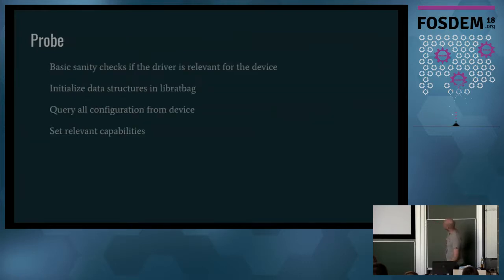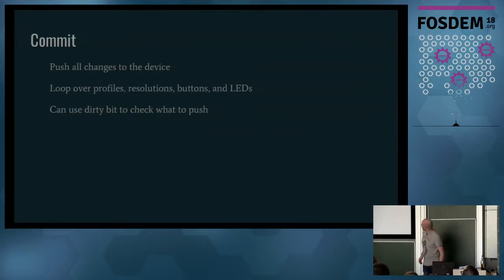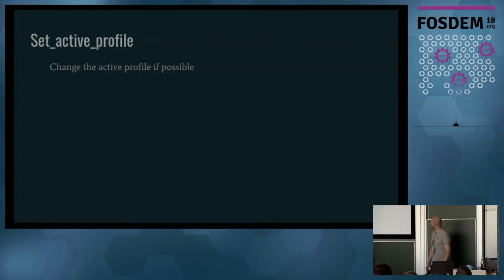Then there's the commit, where you push everything back. You basically just loop over the profiles, loop over the resolutions, and write all the messages you need. For each of the parts in the data structure, you typically have a dirty field that you can check: did the user actually change this? Can we skip sending this specific packet?